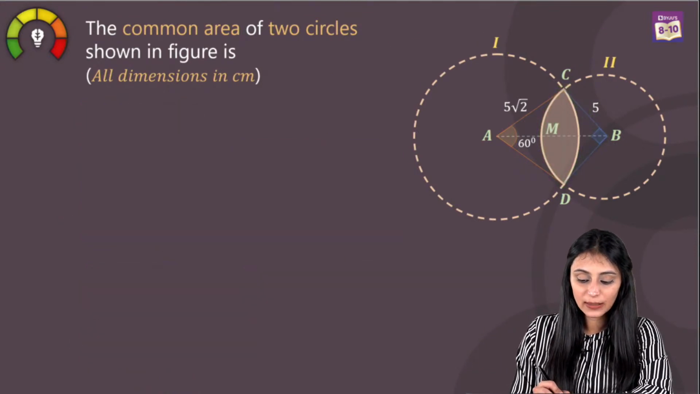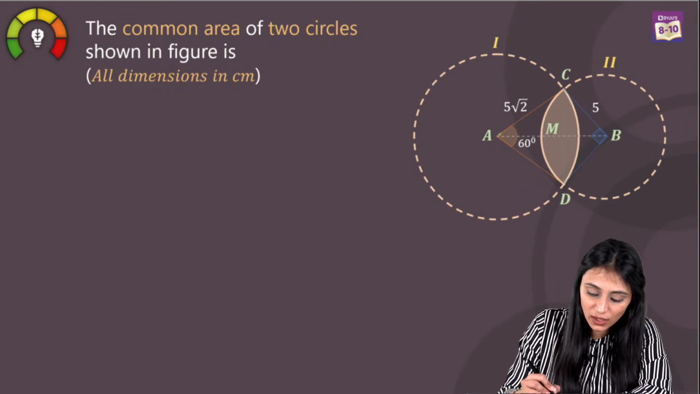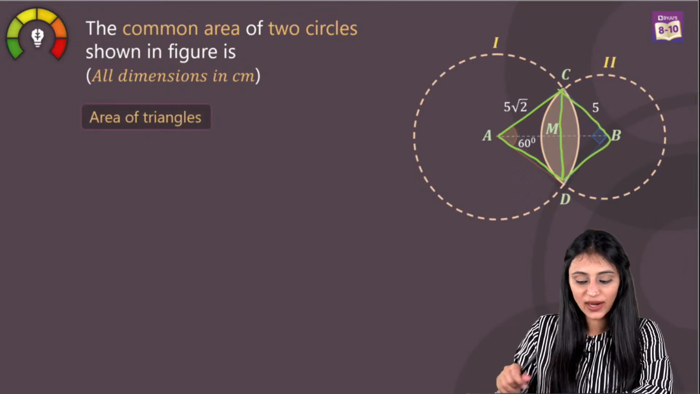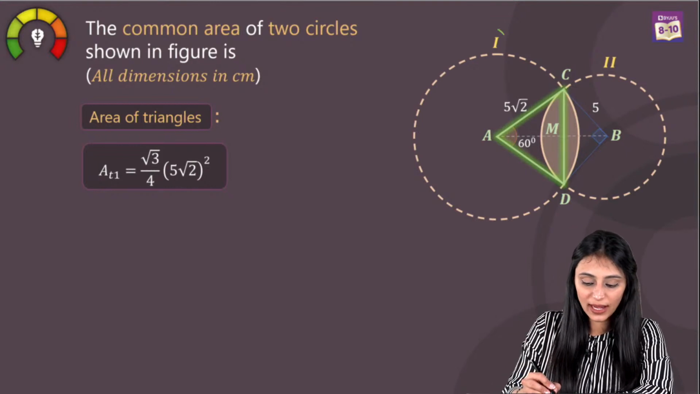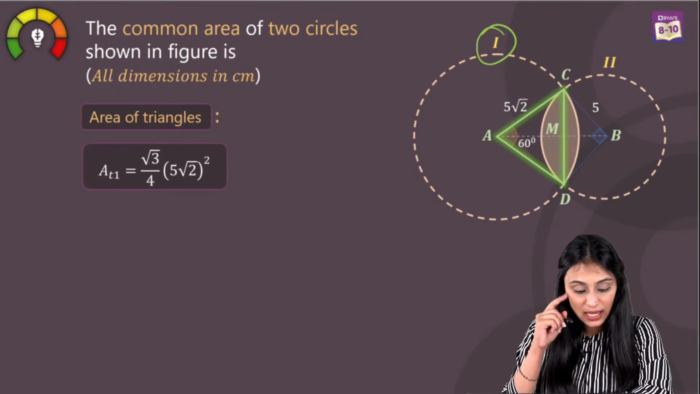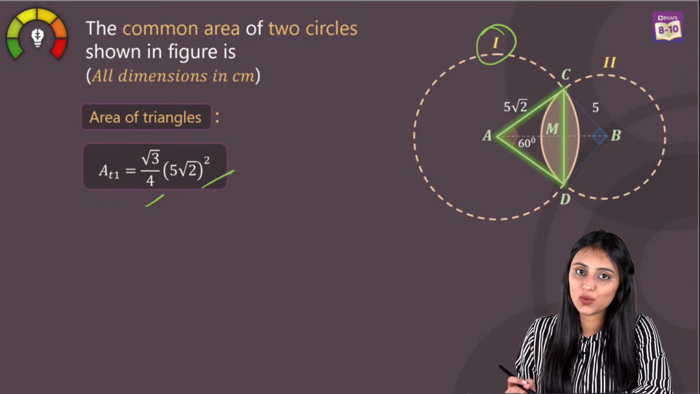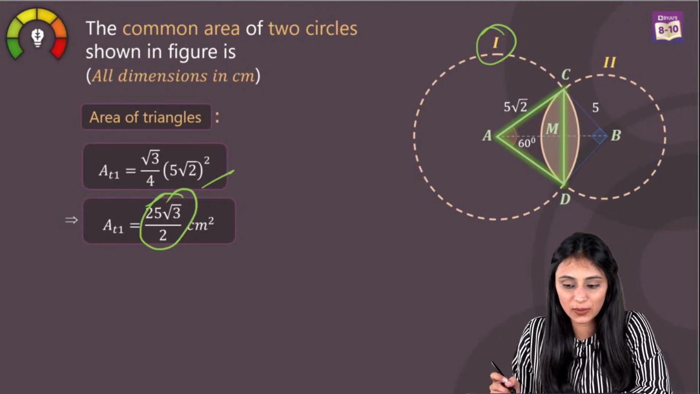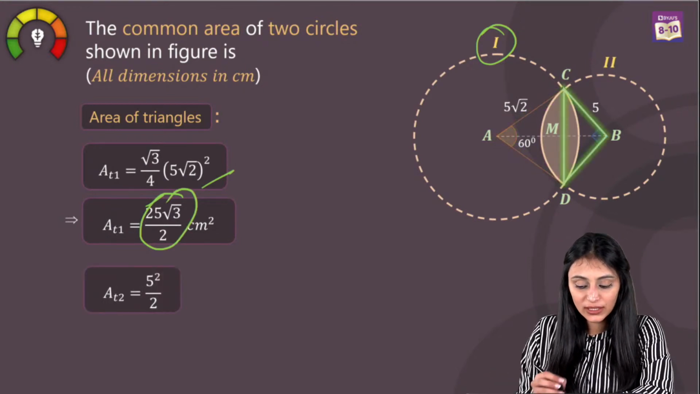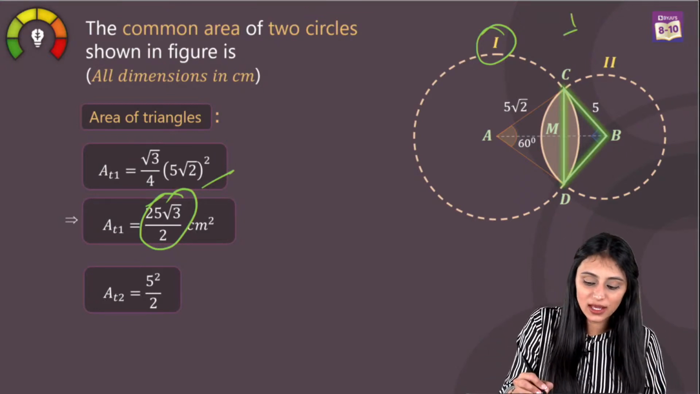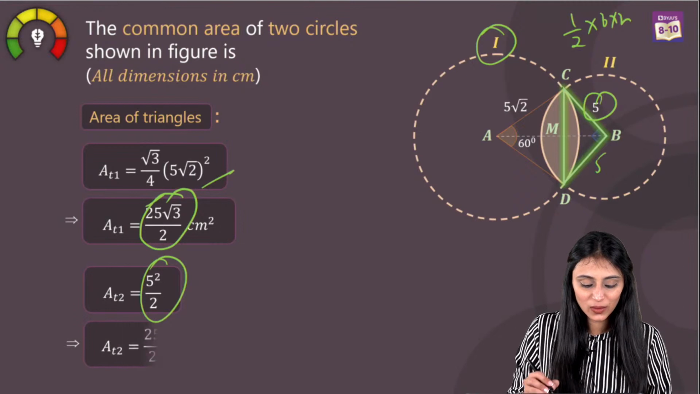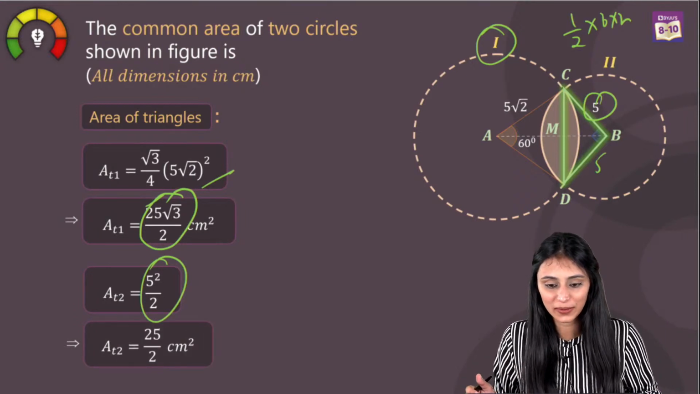Alright, now as I said, we need the shaded portion. So first I'll find out the area of these triangles. One triangle is here, another triangle is here. Let's find out the area of these triangles. For region 1, triangle 1, which is highlighted here in green, that's root 3 by 4 times 5 root 2 square. Radius is 5 root 2. On simplifying, you get 25 root 3 by 2 centimeter square. Similarly, for the other triangle, highlighted here in green, it has a 90 degree angle, so I can say half times base times height. What is base and height here? That's 5. That's going to be 5 square by 2, which is basically 25 by 2 centimeter square.